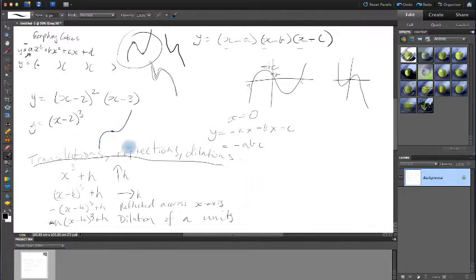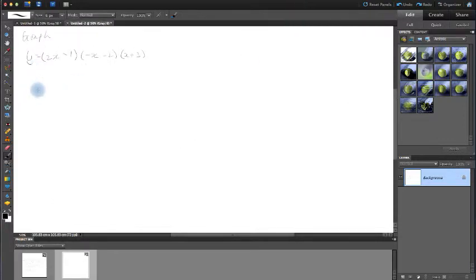So that's basically all the theory, and next is a couple of examples. If you're feeling confident, you can just give this a go yourself. Otherwise, stick with us for an example or two. Okay, so here's our first example. We're asked to graph y equals 2x minus 1 times minus x minus 2 times x plus 3.